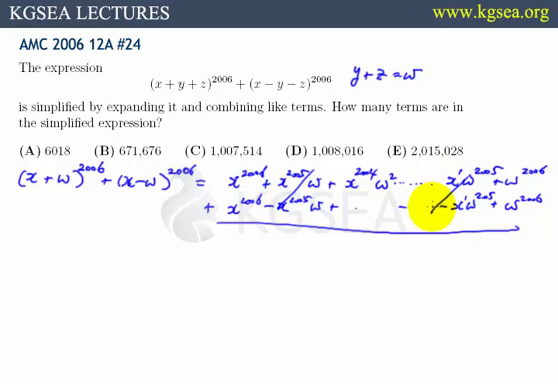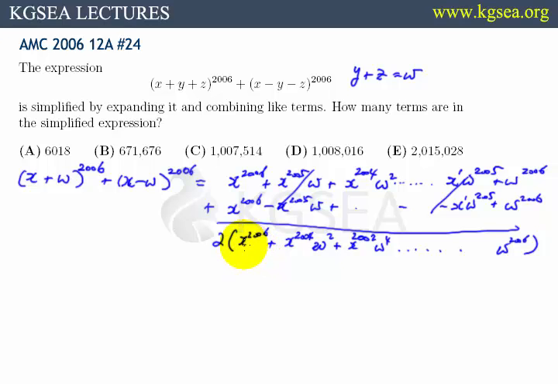So this would cancel, this would cancel. The survivors will be 2 times x to the 2006 plus, ignoring the coefficient, x to the 2004 W squared plus x to the 2002 W to the 4th, until you reach W to the 2006. We only care about how many terms we have. If we look at this, it's 2007 terms. No, it's half that.